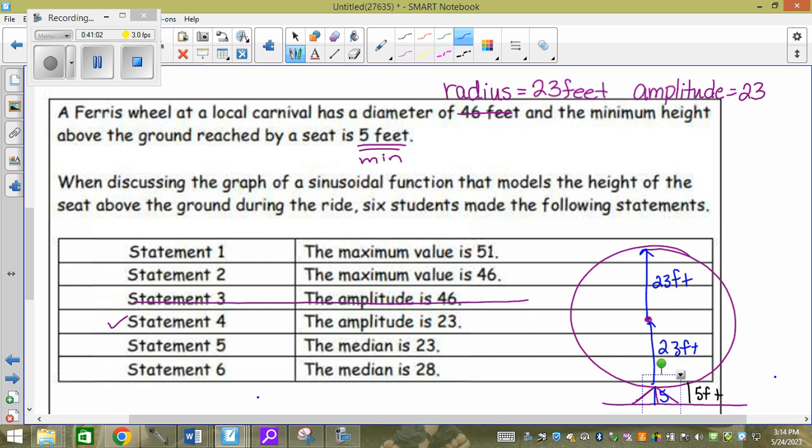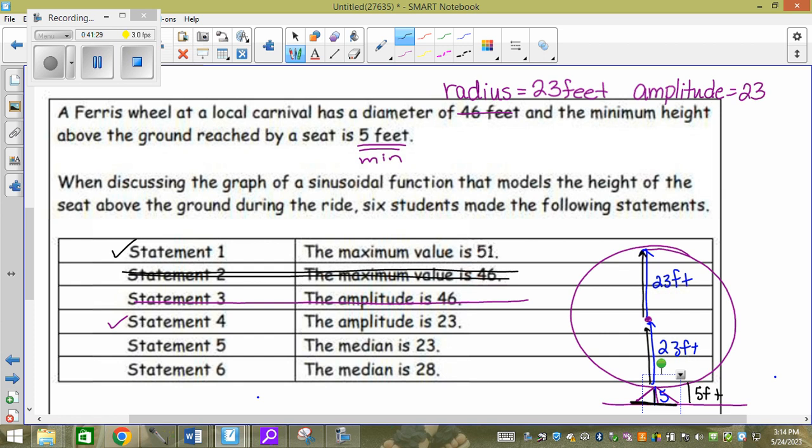Guys, what is the maximum? How do I figure it out? We're going from here, right? What's the maximum? 5 plus 23 plus 23. So what's 46 plus 5? 51. Because we're counting from the ground, right?